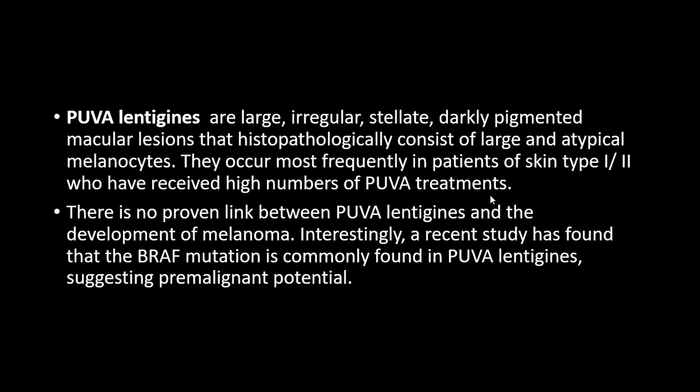PUVA lentigines. These are also very typical lesions. They are large, irregular, stellate, darkly pigmented macules that histopathologically consist of large and atypical melanocytes. They occur most frequently in patients with skin type 1 and 2 who have received a high number of PUVA treatments. There is no proven link between PUVA lentigines and development of melanoma. Interestingly, a recent study has found that BRAF mutation is commonly found in PUVA lentigines, suggesting a pre-malignant potential.